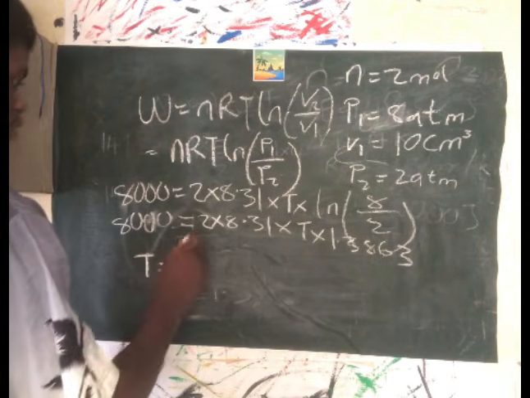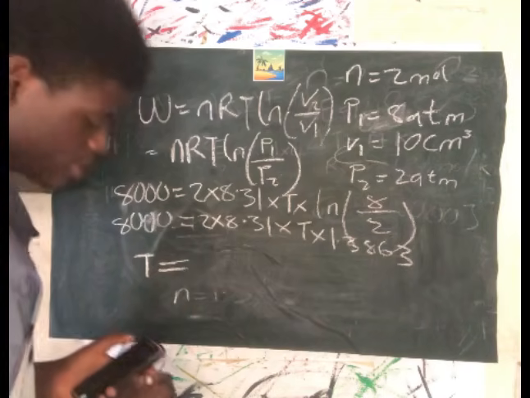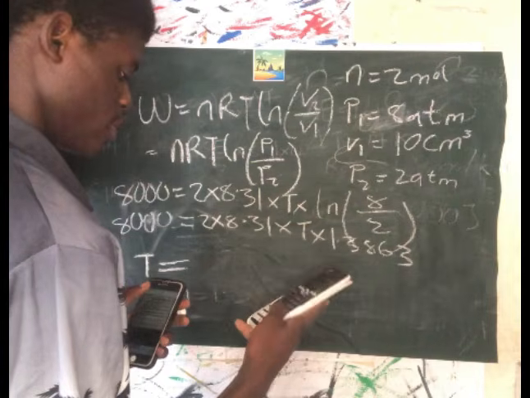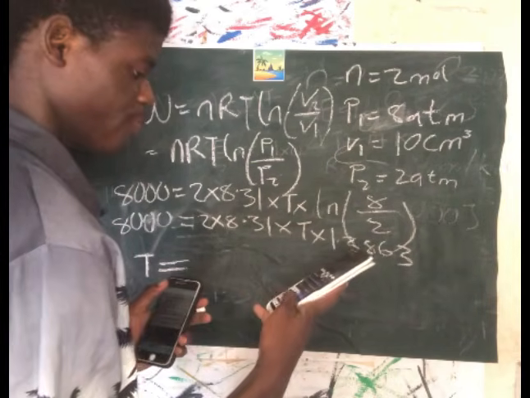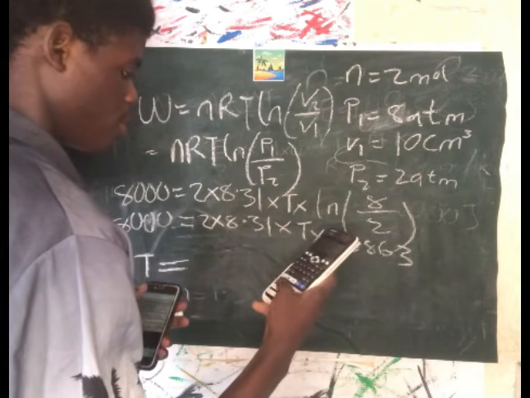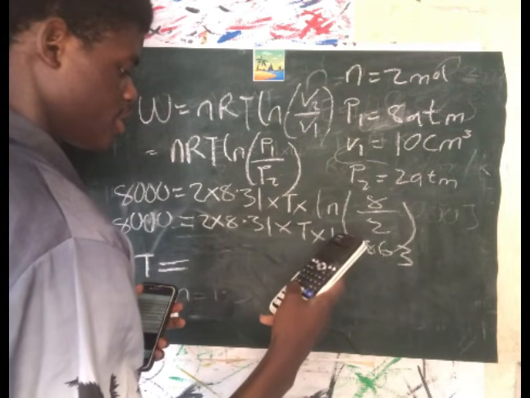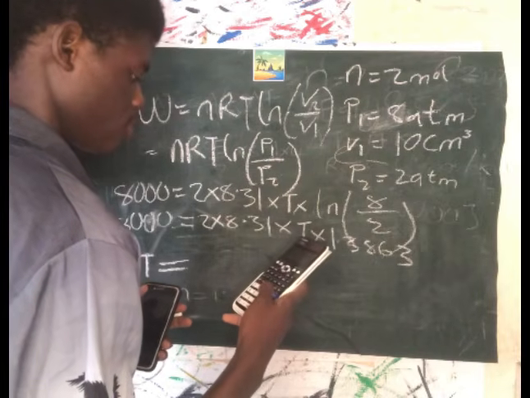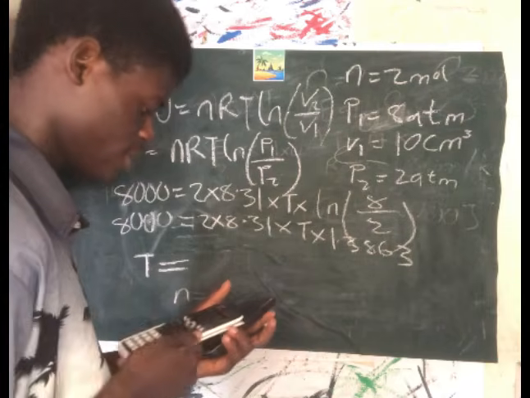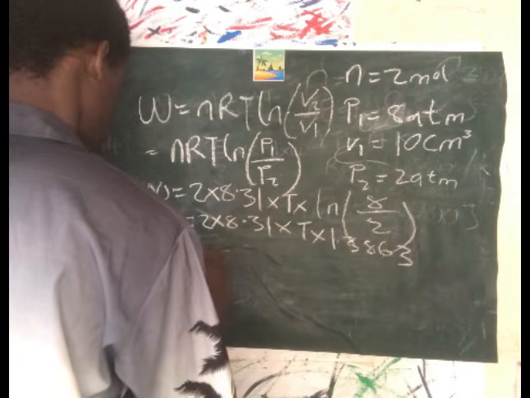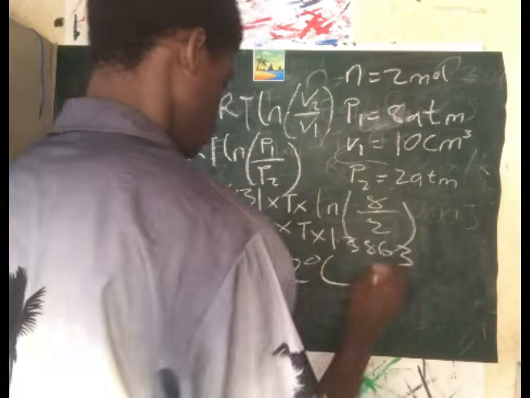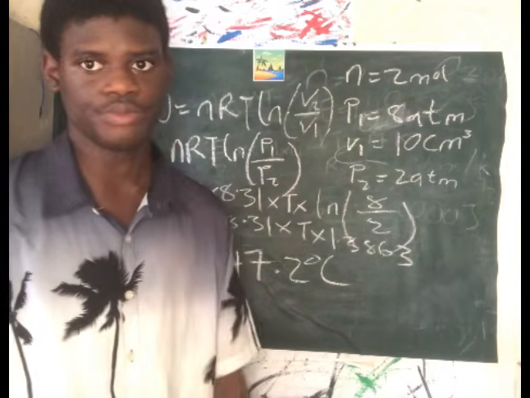So let's just divide everything. The temperature T will be 8,000 divided by 2, divided by 8.31, divided by 1.3863. That will be 347.2 degrees Celsius, and that is option B.